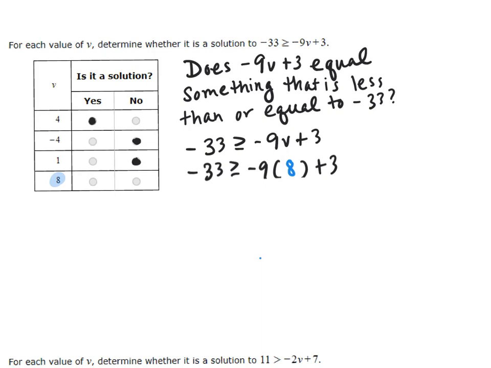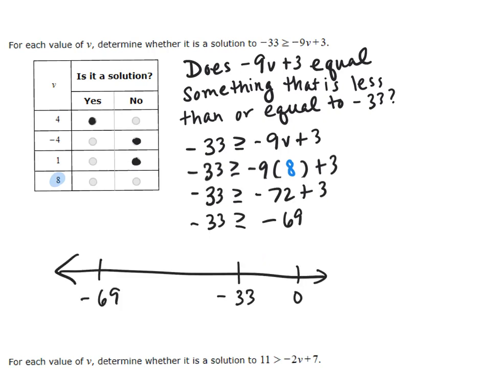All right, the video is going to stop so you can try to test 8. Decide if 8 is going to be a solution or not, and then answer the question to the right. This one is actually true because -69 is smaller than 33 because it's further away from 0.